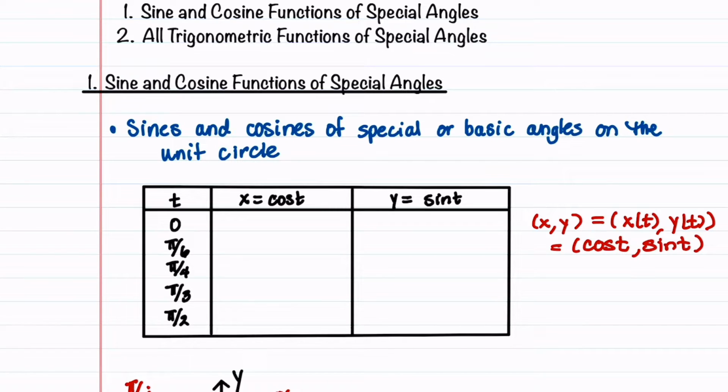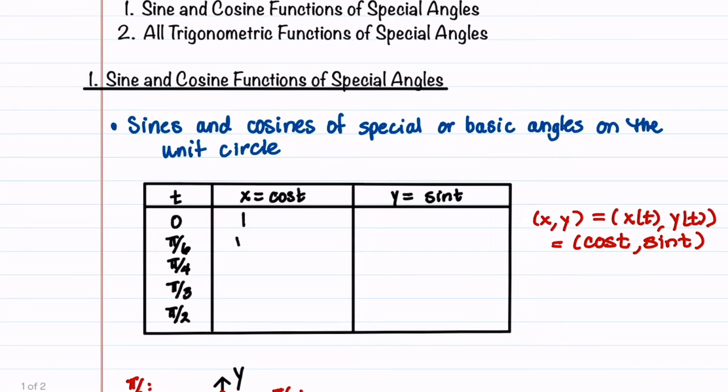At t is equal to 0, cosine of 0 is equal to 1. Cosine of pi over 6 is root 3 over 2. Cosine of pi over 4 is root 2 over 2. Cosine of pi over 3 is 1/2. And then cosine of pi over 2 is equal to 0. So notice that our values go from 1 to 0.